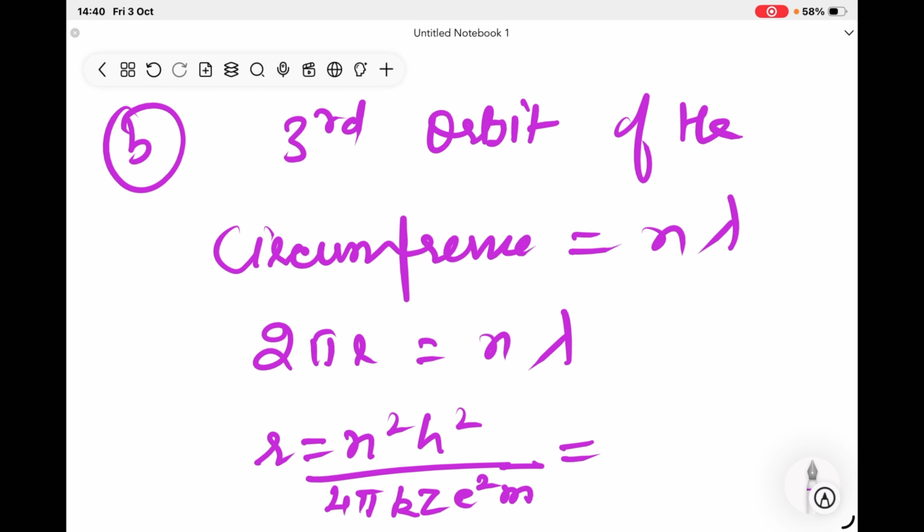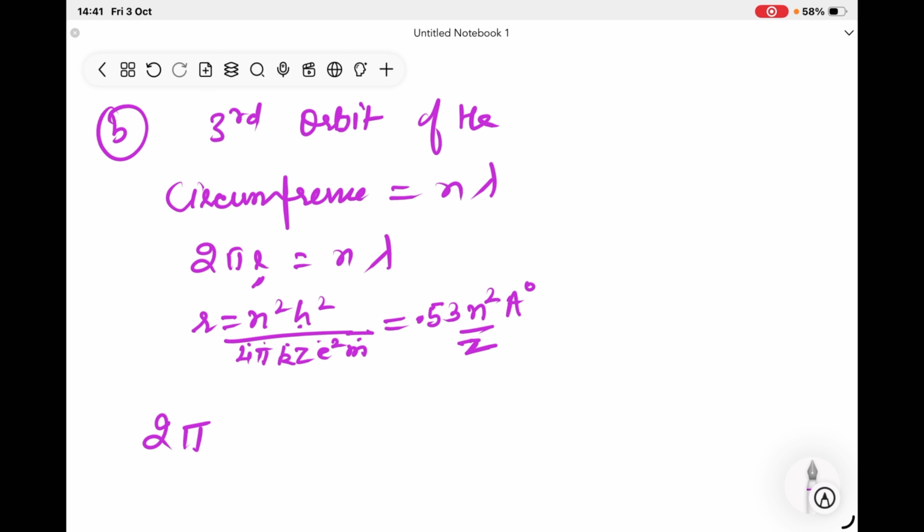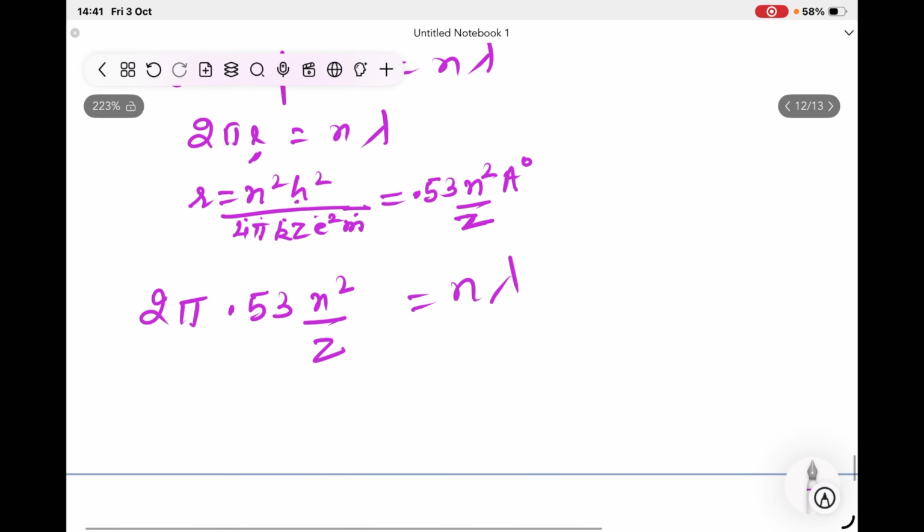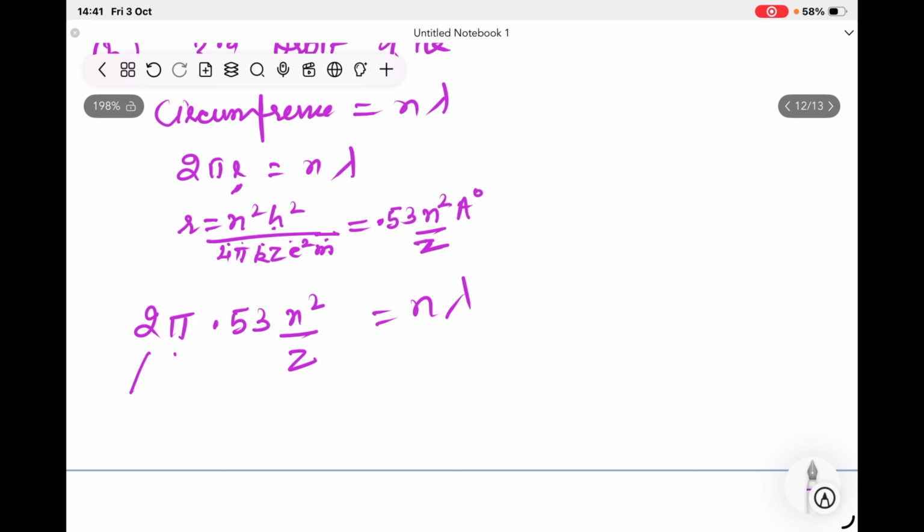Everything gets calculated to 0.53 angstrom, and what is left is n square by z, because n and z will vary according to the element. So I'm substituting this value of r here. My expression would be 2 pi 0.53 n square by z is equal to n lambda, and then everything gets into proportionality. 2 is constant, pi is constant, 0.53 is constant. So everything gets into proportionality.